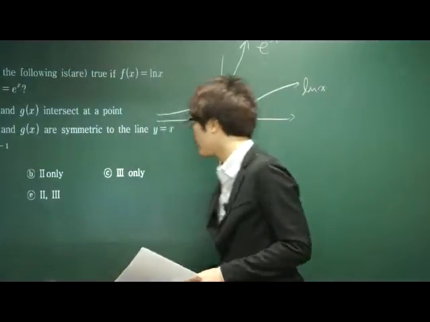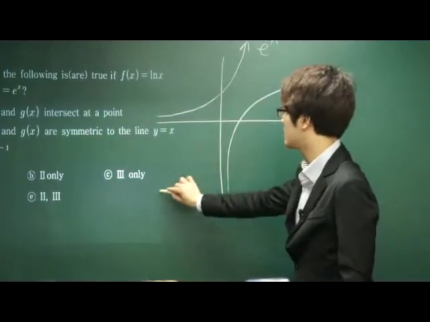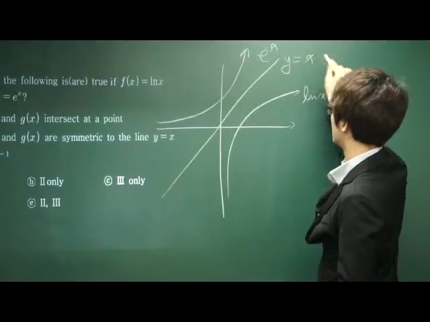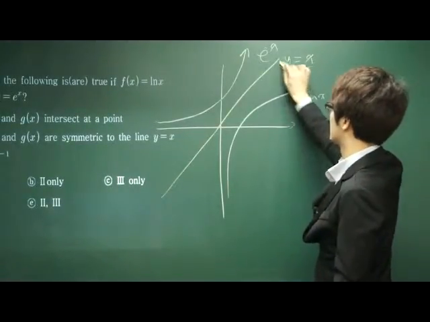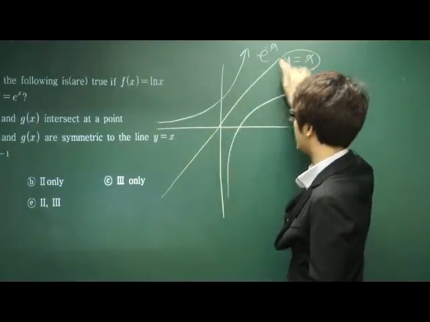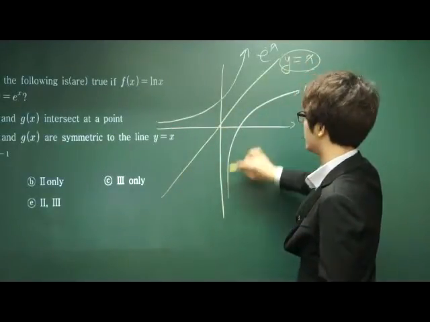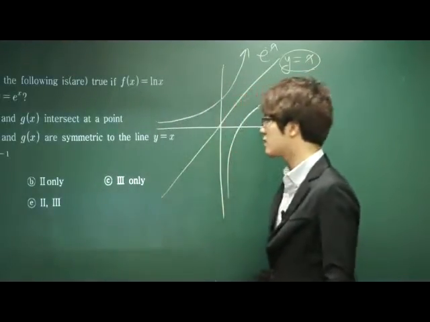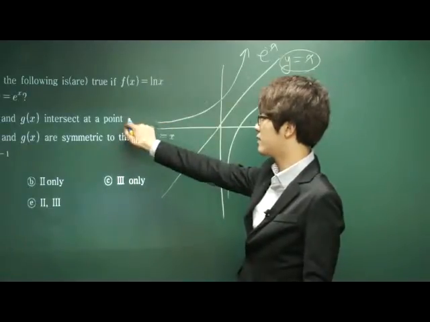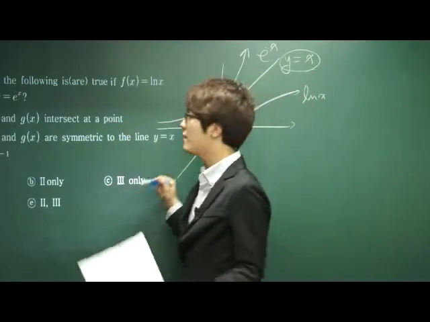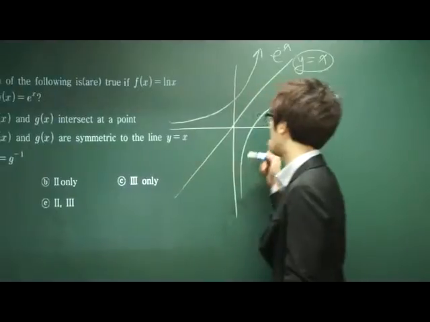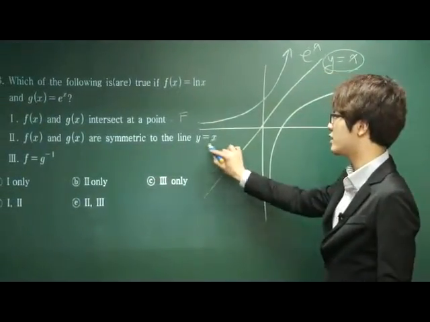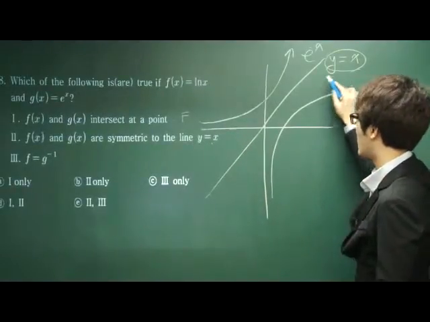But what is the characteristic of these two graphs? Those two graphs are reflected across the line y equals x, right? Within this line, the two graphs are symmetric. So let's first look at the first statement. It says f(x) and g(x) intersect at a point. No, they don't intersect at a point. False.